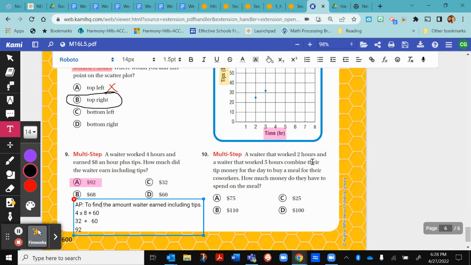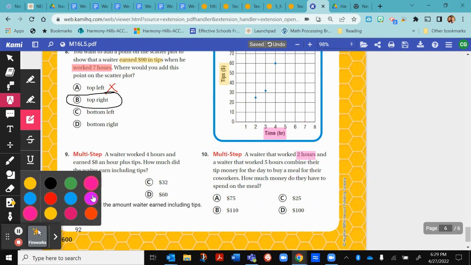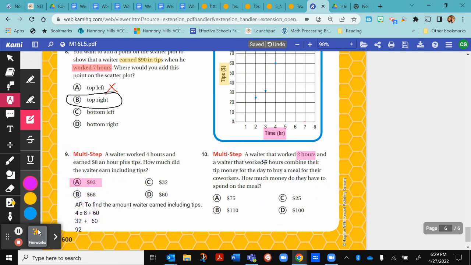A waiter that worked 2 hours and a waiter that worked 5 hours combined their tip money. Oh, that was so nice of them. So a waiter that worked 2 hours and a waiter that worked 5 hours, they combined. What does that word combine mean? That's right, to add their tip money for the day to buy a meal for their coworkers. How much money do they have to spend on the meal? Let's go over to my chart.